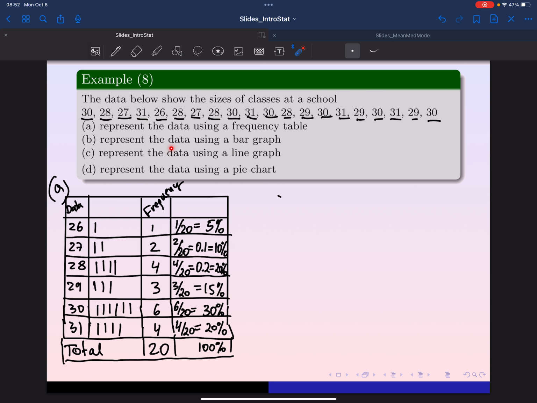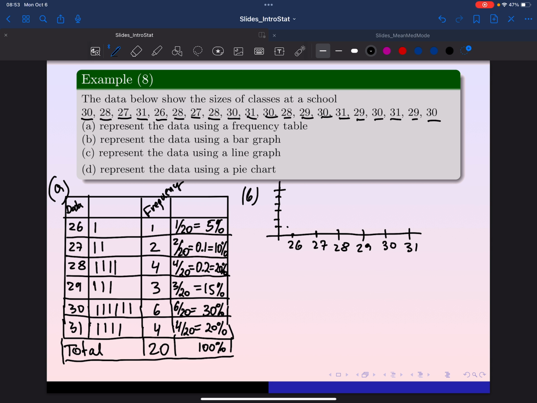Part B, represent data using the bar graph. So part B, we would draw the bar graph. So on the bottom, we have the given data. So we have 26, then we're gonna have 27, 28, 29, 30, 31, and that's it. So now we have 1, 2, up to 6. 1, 2, 3, 4, 5, 6, and that's it.